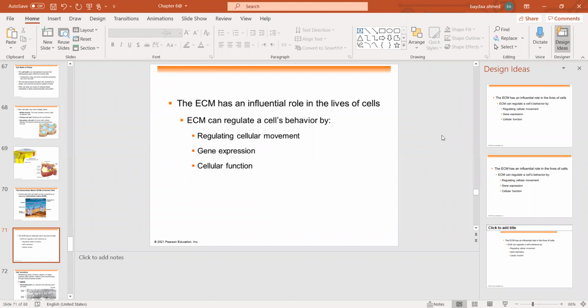The extracellular matrix can regulate a cell's behavior. The extracellular matrix around the cell can influence the activity of genes in the nucleus. It affects cellular functions by mechanical and chemical signaling pathways. Mechanical signaling pathways involve fibronectin, integrins and microfilaments.